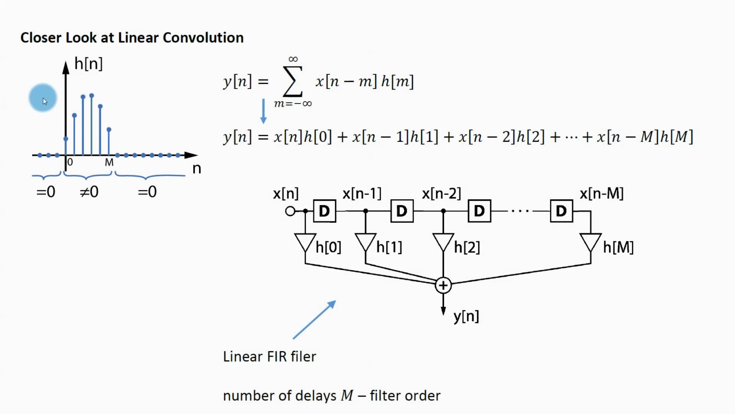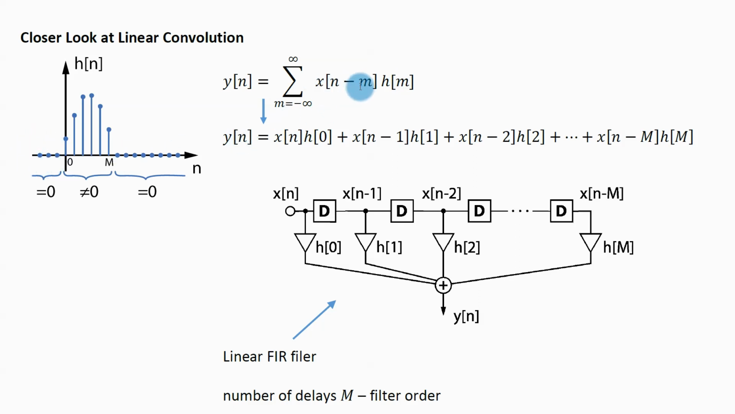To simplify things, I will assume that my function h of n has a finite number of non-zero values. I will assume that for negative time, my function h of n is 0, then from 0 to M I will have some non-zero values, and the rest of the samples is 0 as well. In this case, the formula for the linear convolution actually gets simplified. As I go with m from minus infinity for all the negative values, this h of m will be 0. That is, I'm talking about these 0 samples.